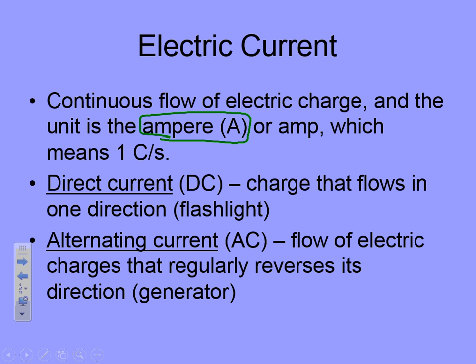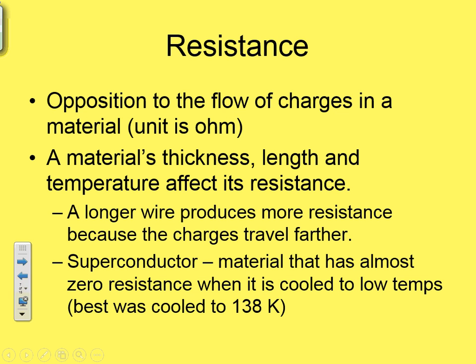So current is essentially how fast or the path that charge follows. That's probably the best way to describe current: the path that charge follows. All right, which can be direct or alternating, and its unit is an amp. Next up, we have resistance. The best way to define resistance is essentially electrical friction.